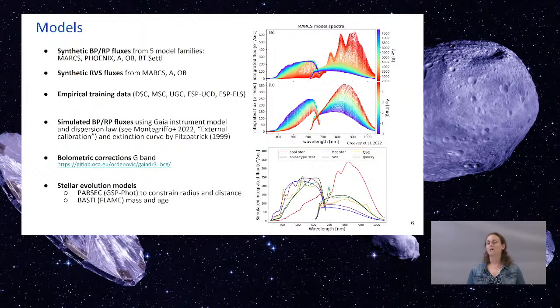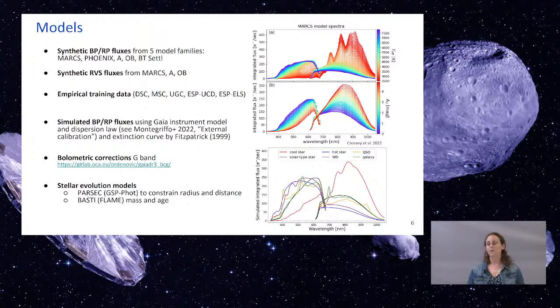For the models, along with the data, we also need to have some models. So we use synthetic BP-RP fluxes from primarily 5 model families, the MARCS, Phoenix, A, OB, and BT-Settl. We also use synthetic RVS fluxes from the MARCS, A, and OB. We also have some empirical training data for these modules that I mentioned here.